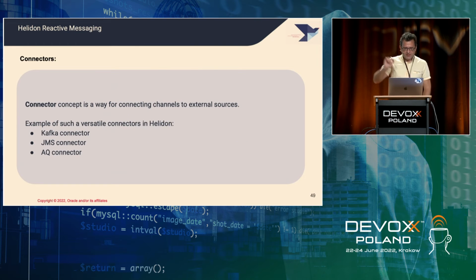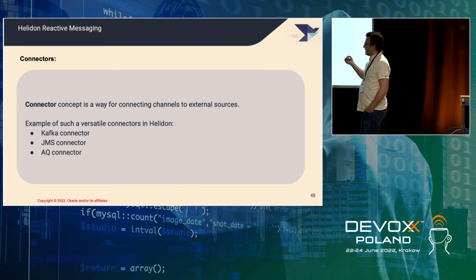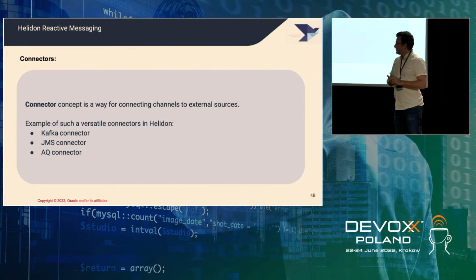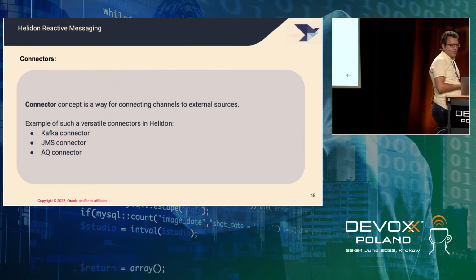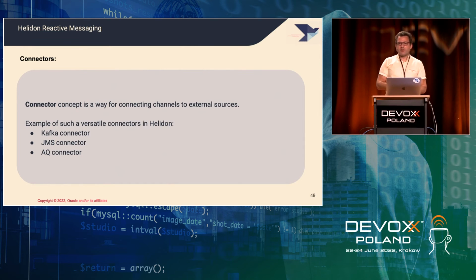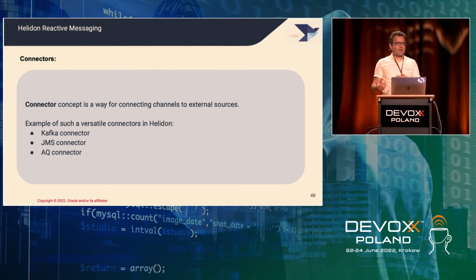Now, what I wanted to get to is the connectors. We ship, as part of Helidon, connectors for Kafka, for JMS, like a generic JMS connector, and an Oracle Advanced Queuing connector, which has a few features built on top of JMS. Kafka is probably the most important if you are writing a cloud-native application. JMS is very useful when you are doing migrations.